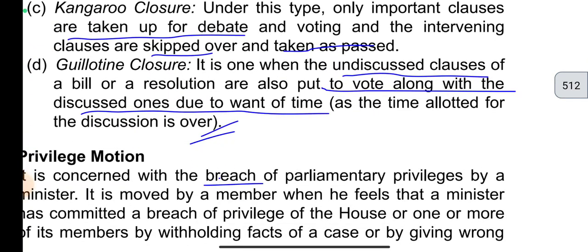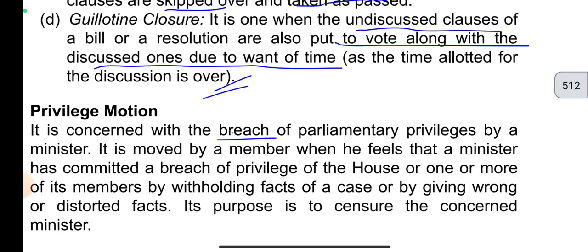Then kangaroo closer. Under this type only important clauses are taken up for debate and voting and the intervening clauses are skipped over and taken as passed. Guillotine closer. It is when the undiscussed clauses of a bill or a resolution are also put to vote along with the discussed ones due to want of time, as the time allotted for the discussion is over. That is guillotine closer.